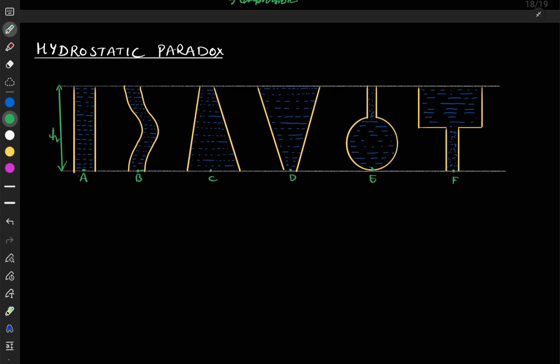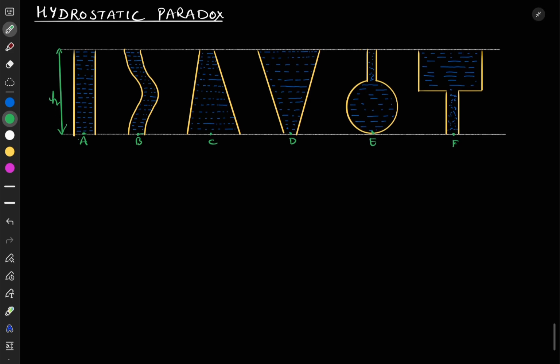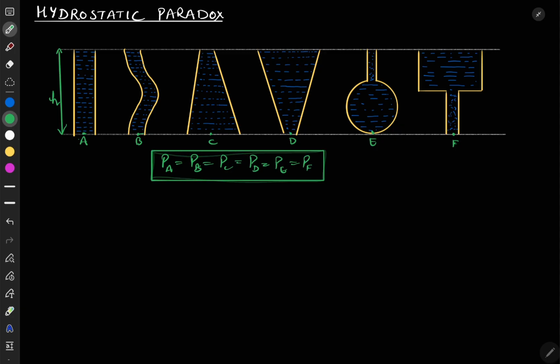So we can say that Pa will be equal to Pb is equal to Pc is equal to Pd is equal to Pe is equal to Pf. The pressure at the bottom of each container will be the same irrespective of shape and size. This is known as the hydrostatic paradox.